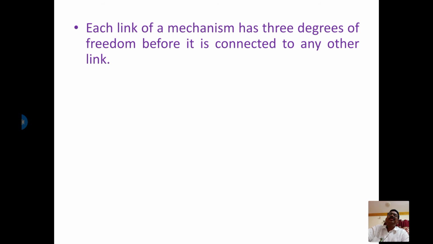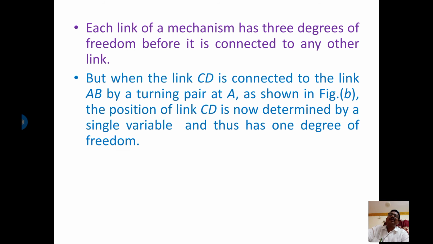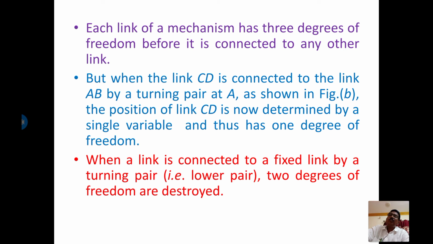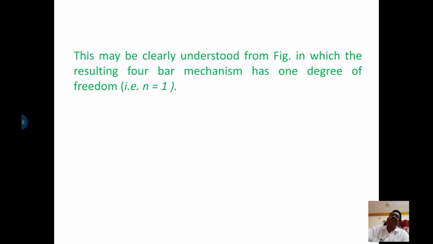So each link of a mechanism has 3 degrees of freedom before it is connected to any other link. When it is connected to the link by a turning pair, the position of the link CD is now determined by a single variable. Already I told you, when a link is connected to a fixed link by a turning pair, 2 degrees of freedom are destroyed, therefore only 1 degree of freedom remains. This may be clearly understood from the figure, in which the resulting 4-bar mechanism has 1 degree of freedom.